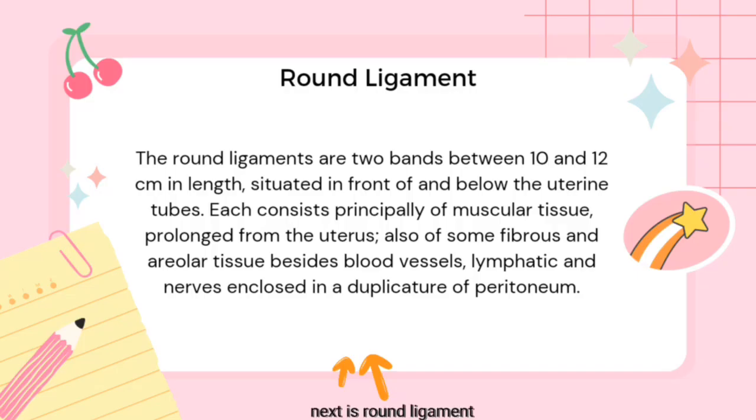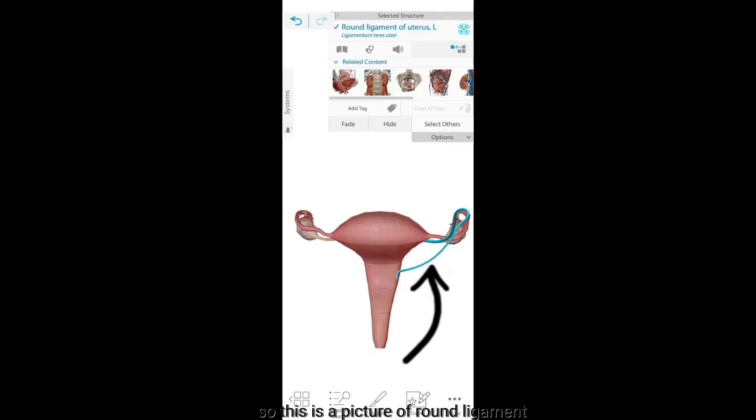Next, the round ligament. The round ligaments are two bands between 10 and 12 cm in length, situated in front of and below the uterine tube. Each consists principally of muscular tissue prolonged from the uterus, also of some fibrous and areolar tissue, besides blood vessels, lymphatics and nerves, enclosed in a duplication of peritoneum. So, this is a picture of the round ligament.